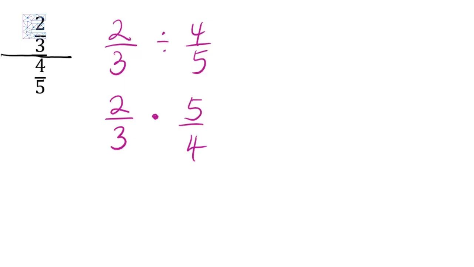And once again, we'll look for cross-canceling opportunity. Yes, we have it, because 2 goes into 2 once, 2 goes into 4 twice, and all that's left up top is 1 times 5 is 5, over 3 times 2, which is 6, which makes 5/6 the answer to this problem.